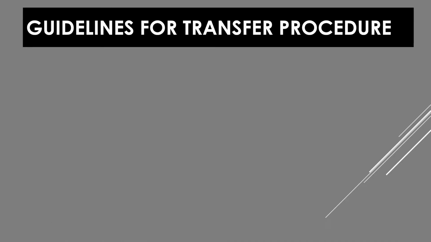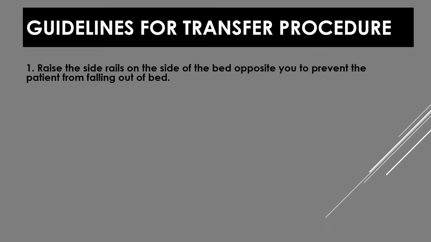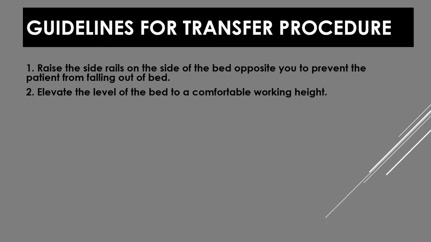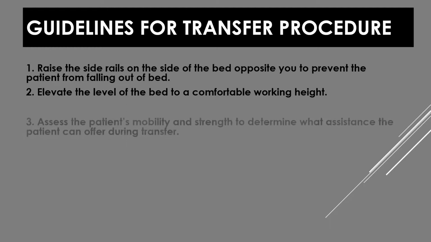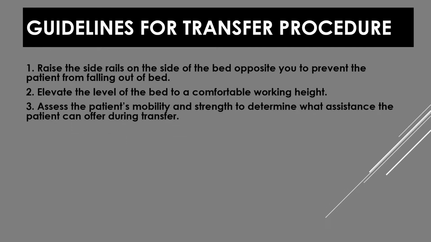Here are the guidelines to follow during patient transfer. 1. Raise the side rails on the side of the bed opposite you to prevent the patient from falling out of bed. 2. Elevate the level of the bed to a comfortable walking height. 3. Assess the patient's mobility and strength to determine what assistance the patient can offer during transfer.